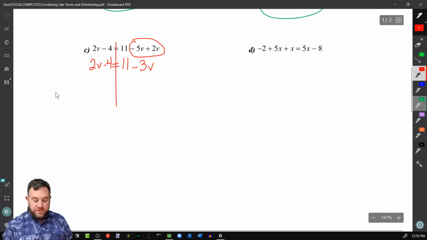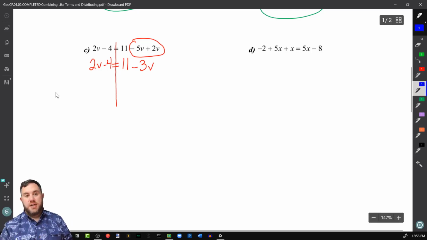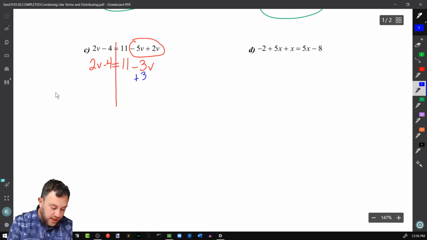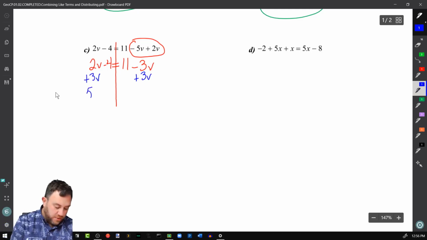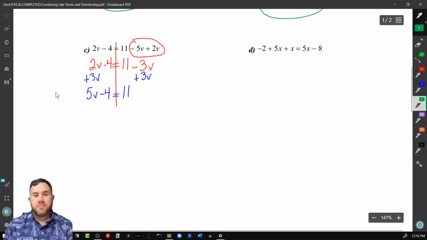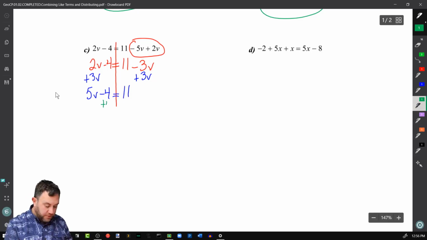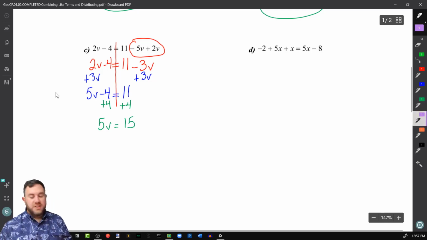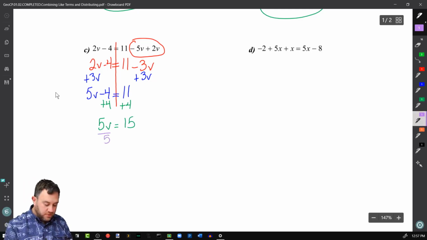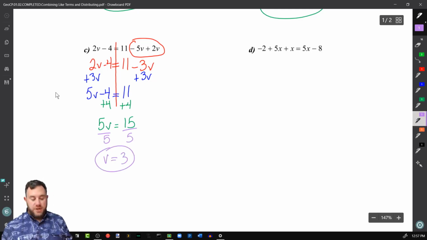Now we need to move our v's to one side and our constants to the other. So let's add 3v to both sides. That will give us 5v - 4 = 11. Then we're going to get rid of the -4, so that will be +4 to both sides. 5v = 15. And this is 5 times v, so we'll divide by 5 and we'll get v = 3.